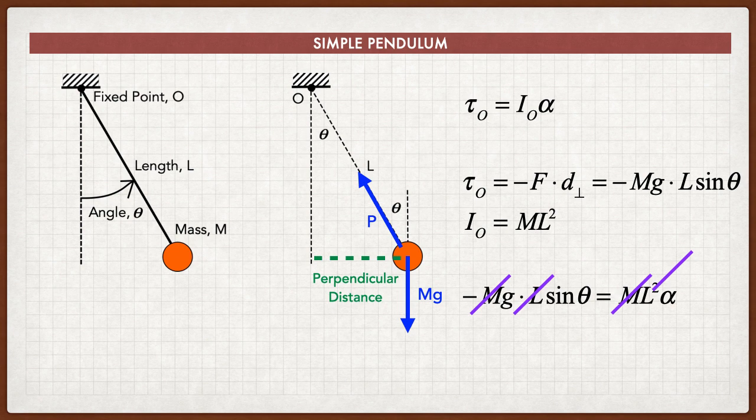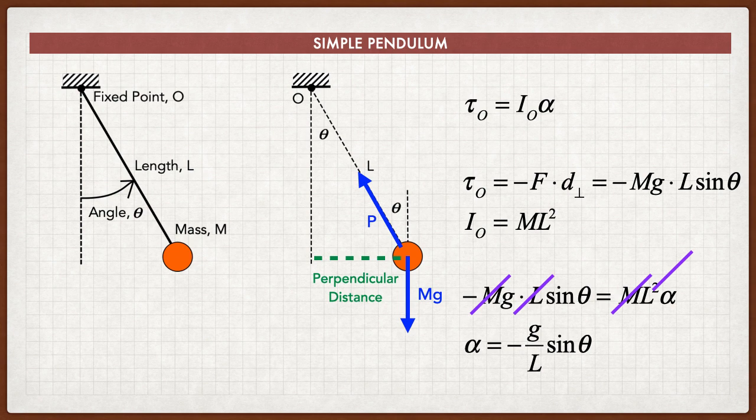We can cancel one L on each side. Let's get angular acceleration by itself. Alpha equals negative g over L sine theta. The angular acceleration, the rate of change of angular velocity, the rate of change of the rate of change of angle, is proportional to the sine of the angle.